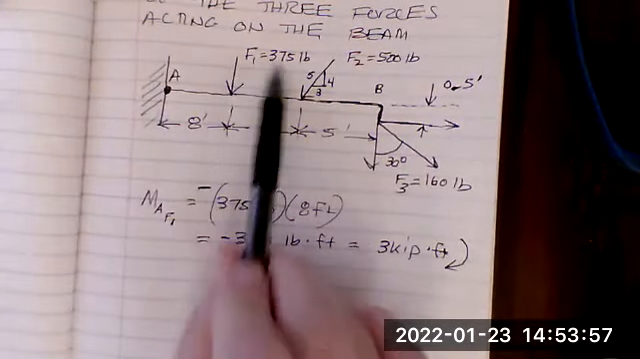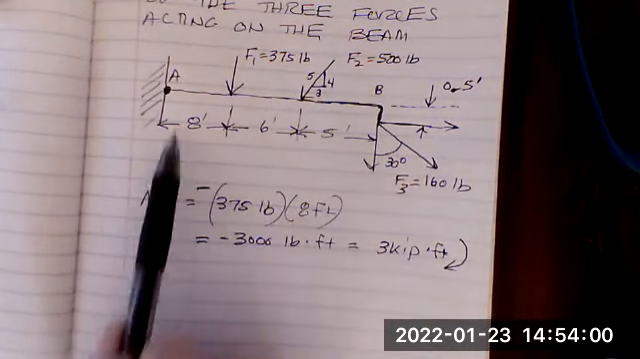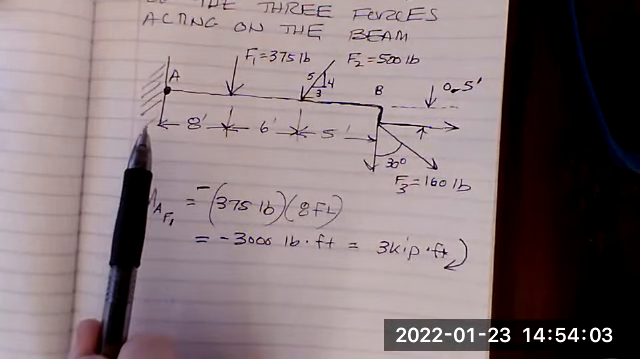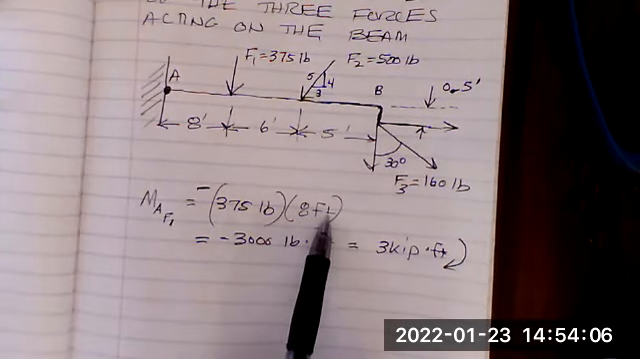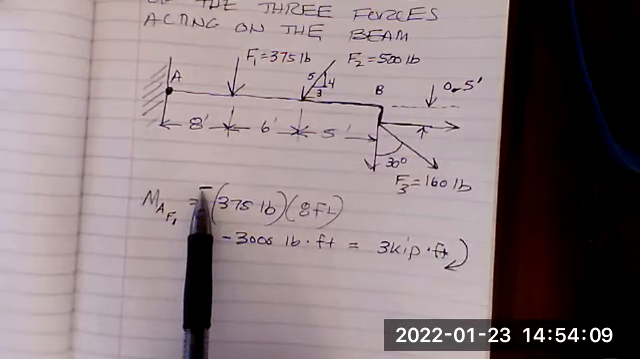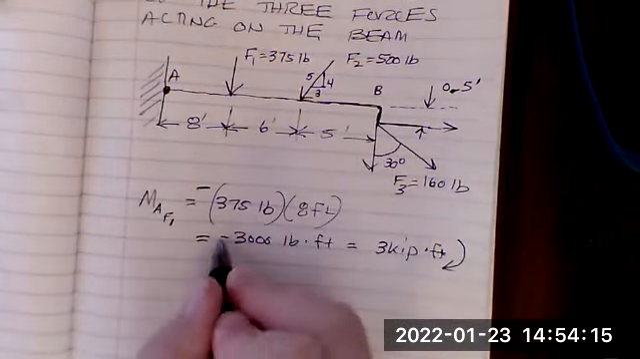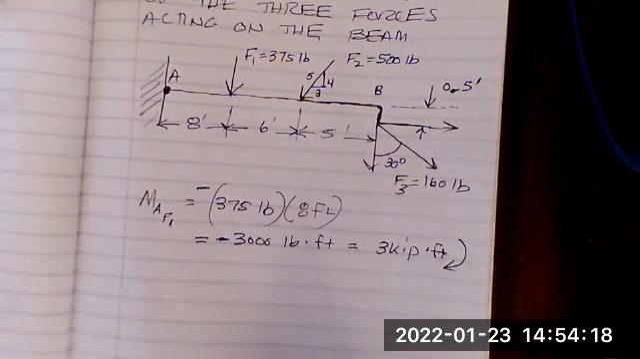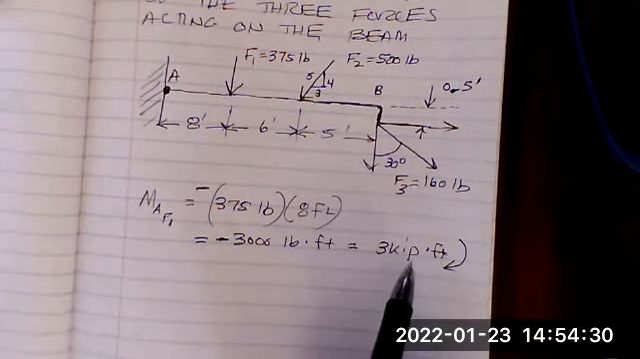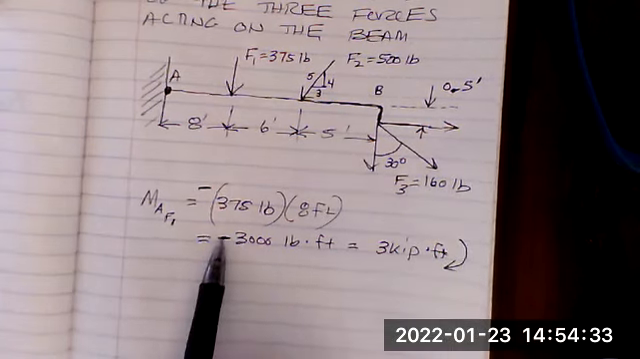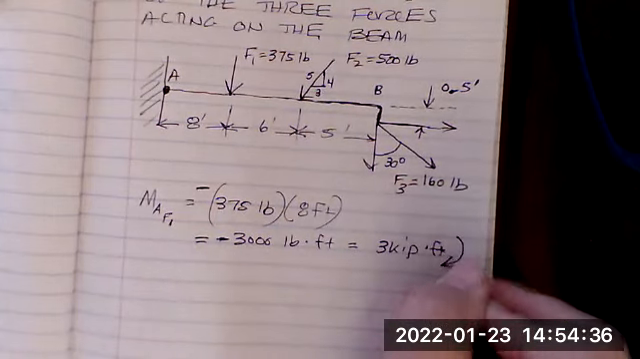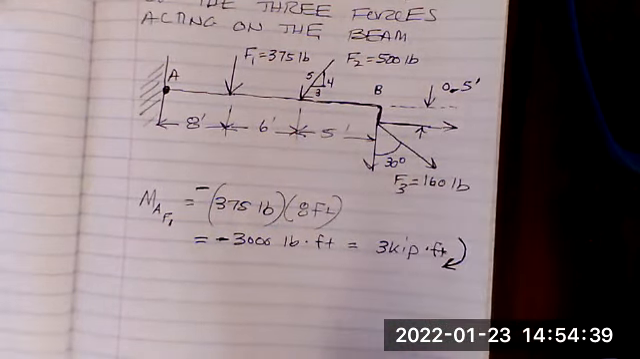So again, let's review. F1 is 375 pounds times its distance from point A, because we're taking the moment about point A. It's 8 feet. So we multiply these two numbers together. It's negative because it's causing a clockwise rotation about A, and it's negative 3,000 pound-feet. We convert that to kips. A kip is equal to 1,000 pounds, and a ton is equal to 2,000 pounds, so a kip is half of a ton. So you get rid of the negative sign and show the rotation as clockwise.